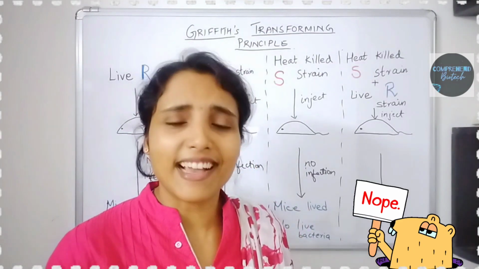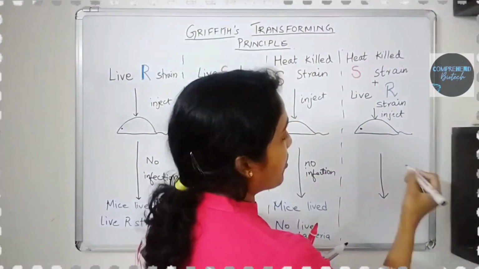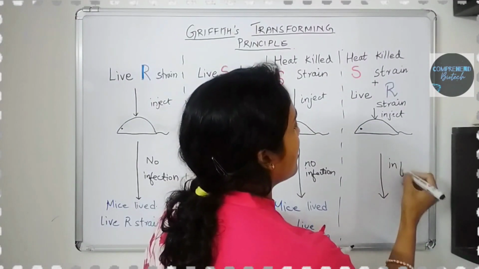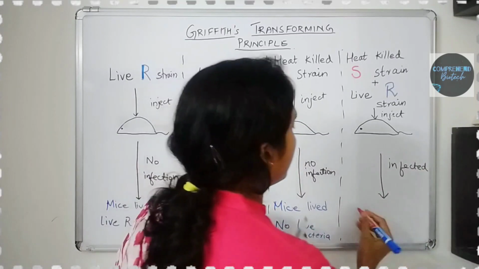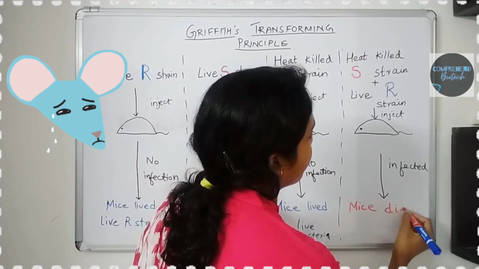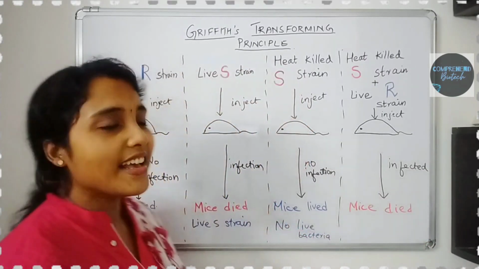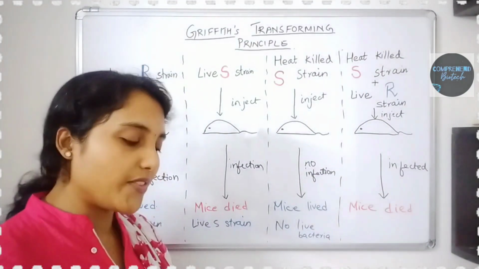No, the poor mice died. Actually, the mice got infected with pneumonia. That means infection. It got infected, and our poor mice actually died. So sad for that, right? It was very unexpected. And more shockingly, what did Griffith find?